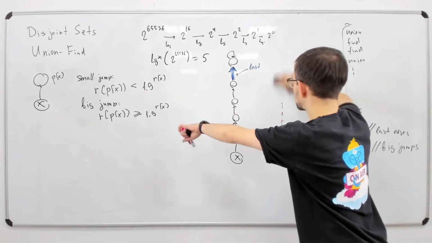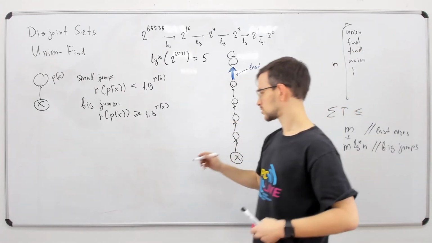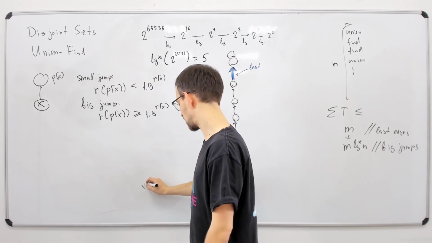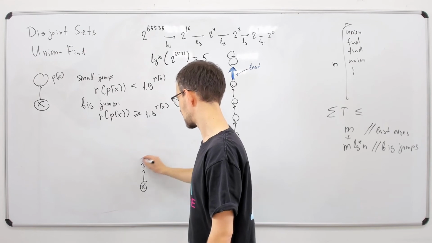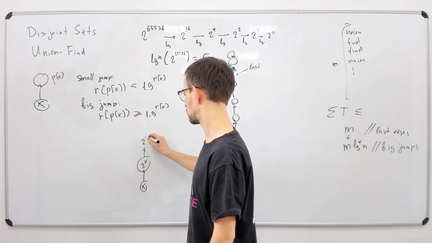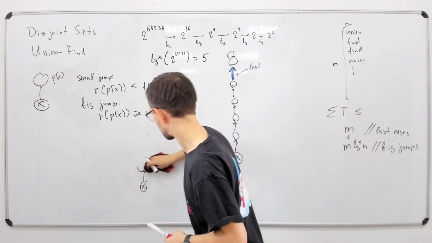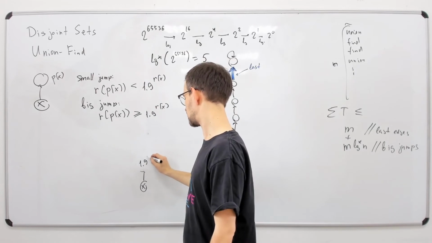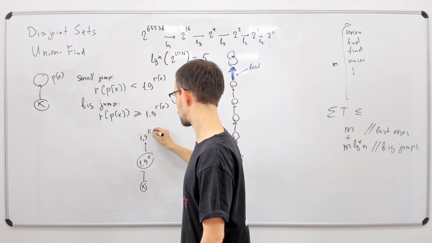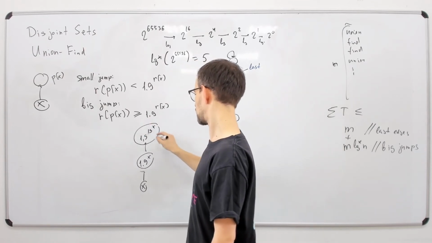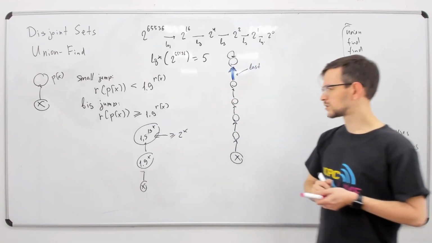Here I have not 2 but 1.9, but it's not a big deal. If you make one big jump from element x, you get 1.9 to the power of x, and if you make another big jump, then 1.9 to the power of 1.9 to the power of x. So this will be greater or equal to 2 to the power of x. So it's asymptotically the same.